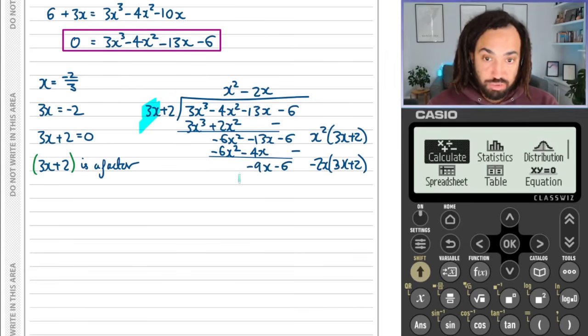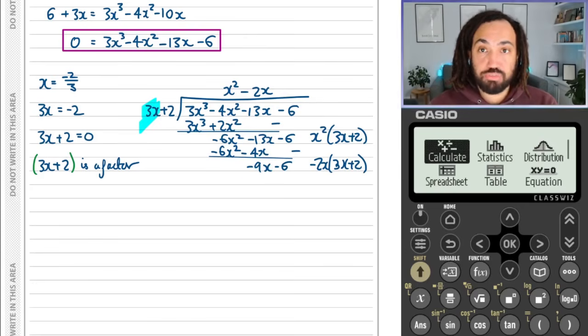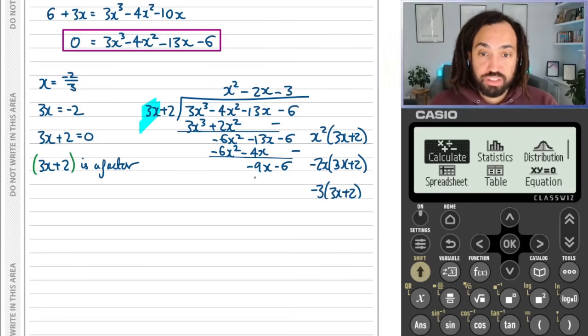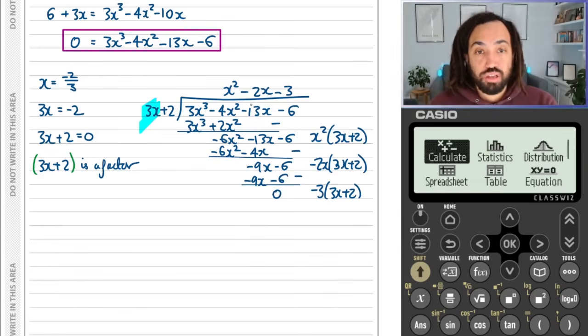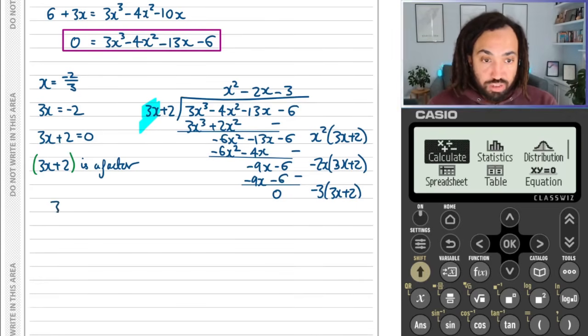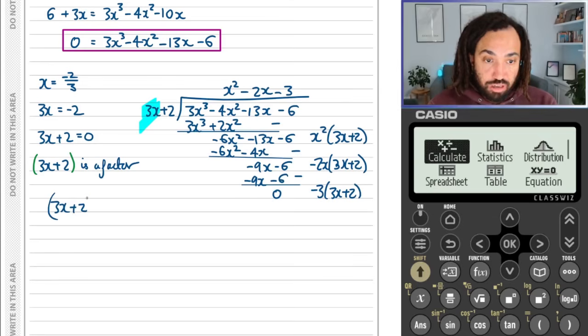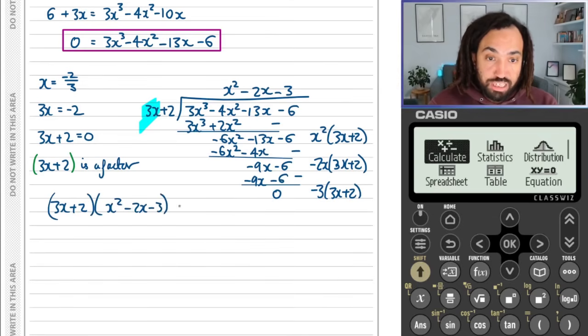And then we do one more time. That's the lead term, so we divide it by 3x, and that gives us minus 3. So therefore we do minus 3 times by 3x plus 2, and if it's a perfect factor we should get 0, which is exactly what we get when we subtract the final row. Okay, great. So this purple box now can be written as 3x plus 2 times x squared minus 2x minus 3 equals 0.